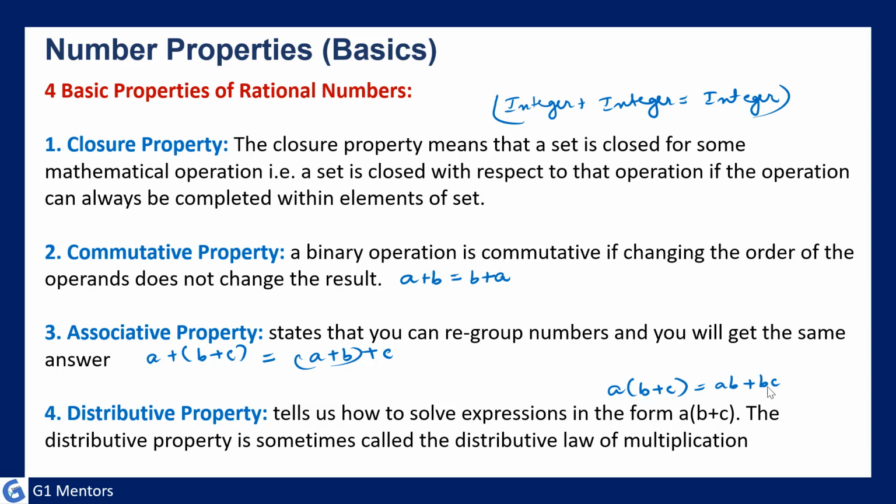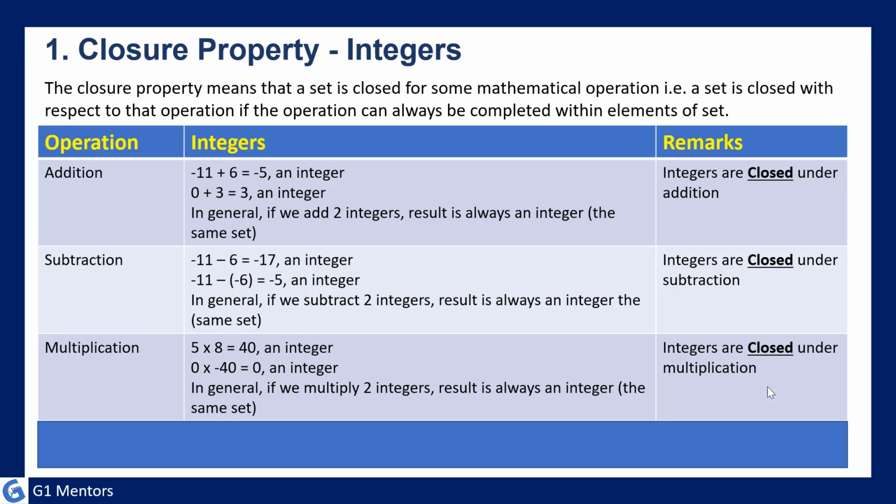But let's study the closure property, commutative property and associative property for different kinds of rational numbers. To start with, let's study the closure property of integers. As I said, the closure property means that a set is closed for some mathematical operation, that is, a set is closed with respect to that operation. If we study addition of integers, -11 plus 6 is equal to -5, which is an integer. 0 plus 3 is equal to 3, which is also an integer. In general, if we add 2 integers, the result is always an integer in the same set. So the integers are closed under addition.